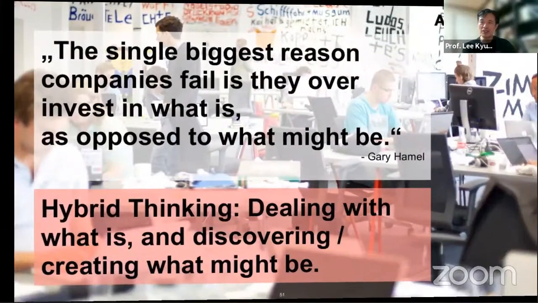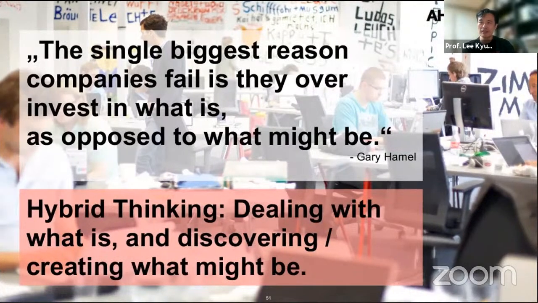The single biggest reason companies fail and disappear is they overinvest in the past and the present, as opposed to what might be. They did not invest for the future. They just stuck to the past and present. To survive in modern society, companies need hybrid thinking. They have to deal with what is and discover what might be.